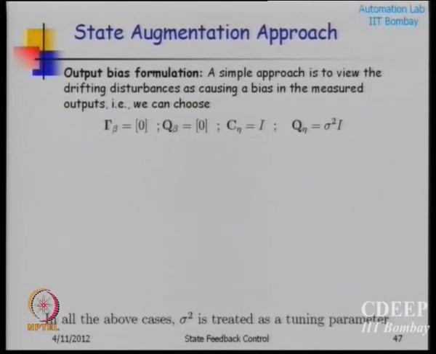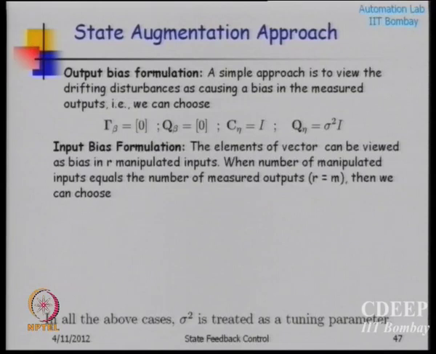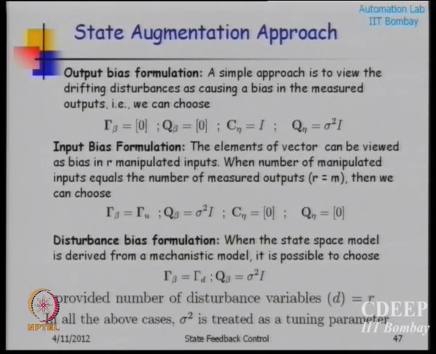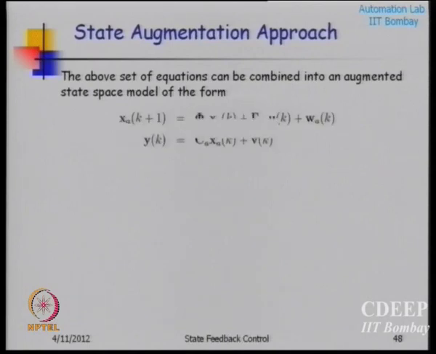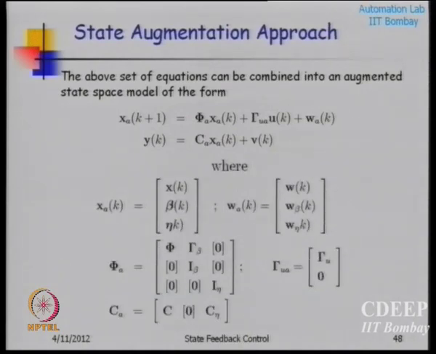I have given some guidelines here. There are different ways of doing this: there is something called the output bias formulation and something called the input bias formulation. So you can choose this drifting bias to be in the inputs, in the outputs, or in both inputs and outputs, and all kinds of combinations. Let us not get into this. You augment the state space model, then work with the augmented state space model and develop your LQ controller for the augmented system.